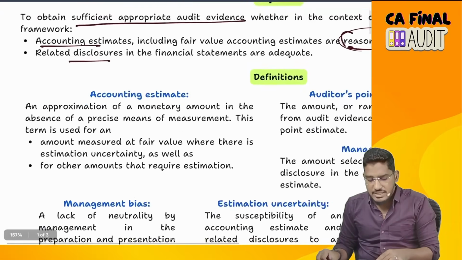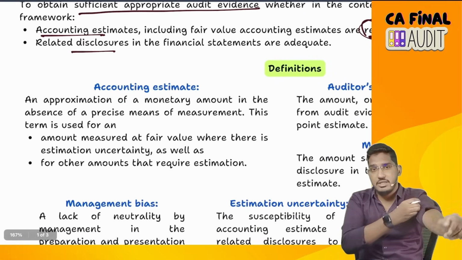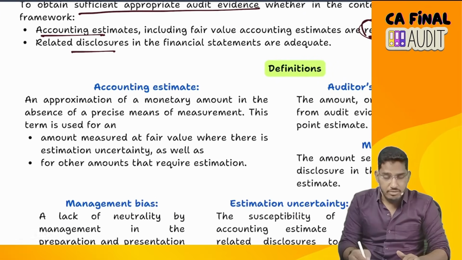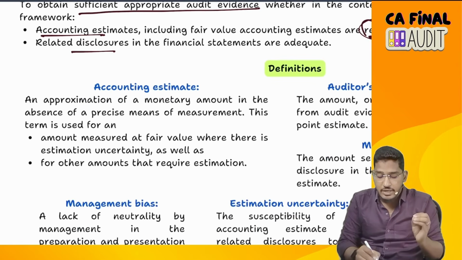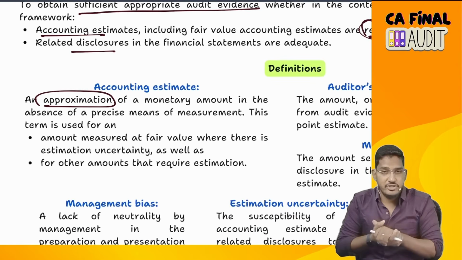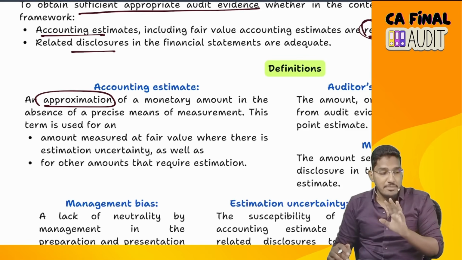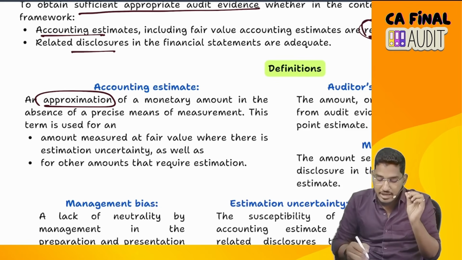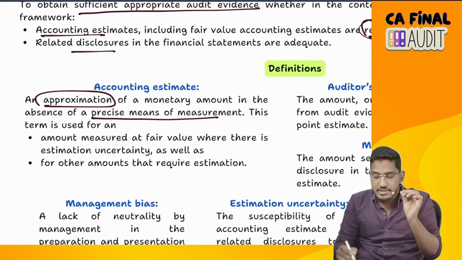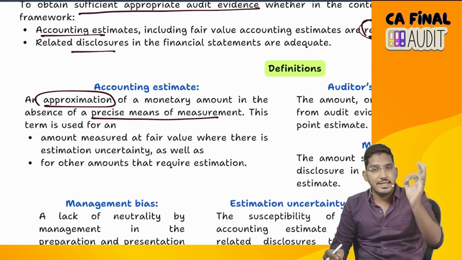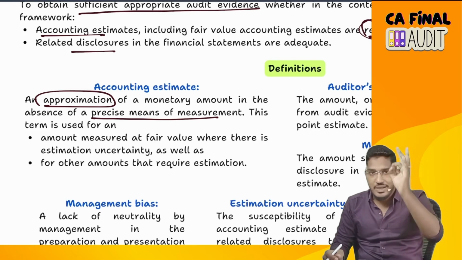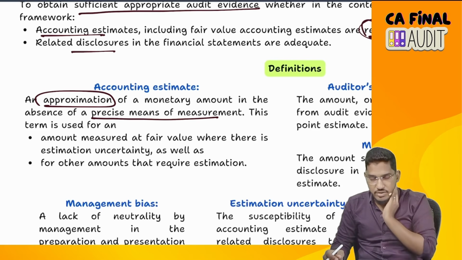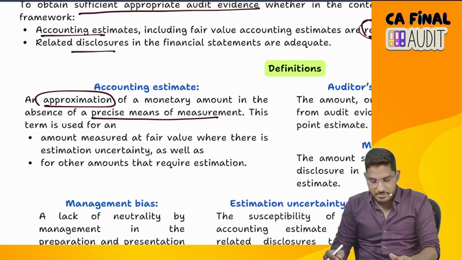But first of all, what is the definition of accounting estimate? They say that accounting estimate means it is an approximation. We can't measure something with accuracy. There we do what? Approximation of a monetary amount in the absence of a precise means of measurement. Something you can't calculate precisely. That's why in those areas you are going to make an approximation. That I call an estimate.